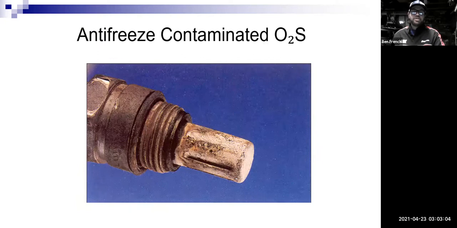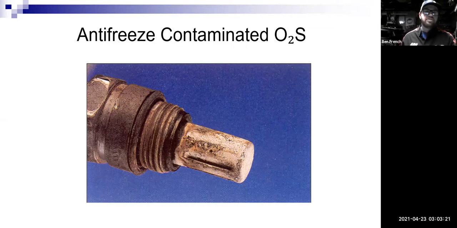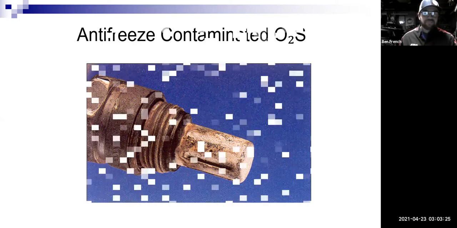And a big one is coolant. So if you have a blown head gasket on your car, it's very likely to contaminate your oxygen sensors and bias those things. Okay. So if you've been driving around for hundreds of miles with a blown head gasket, it's going to wipe out your oxygen sensors, and it can also wipe out your catalytic converter.